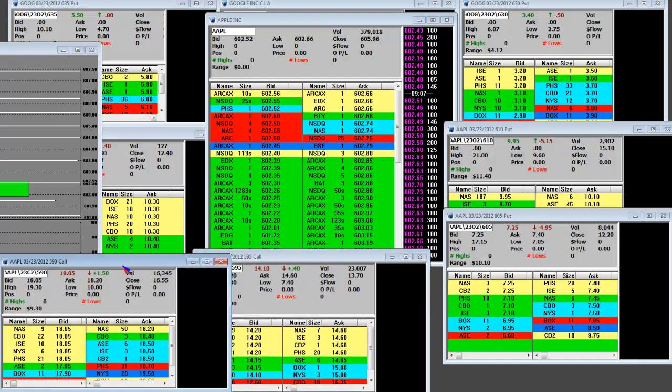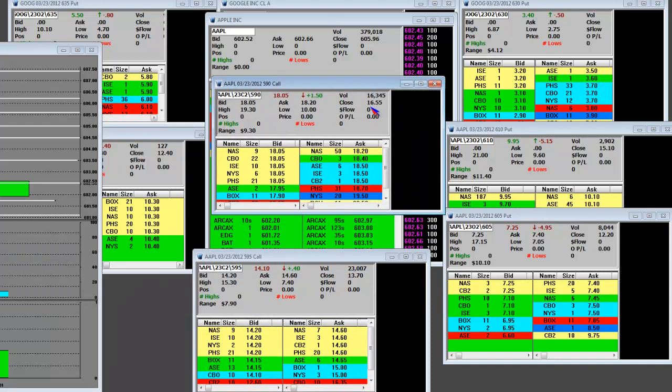And we were also doing the 590 call. That high was 19.30. It had a $9 range. I liked the beta one on this. There were 16,000 contracts traded. It was a market down there. We were getting orders at $10.50 yesterday. 19.30 on the high, $9.30 range belongs to you, MMT.